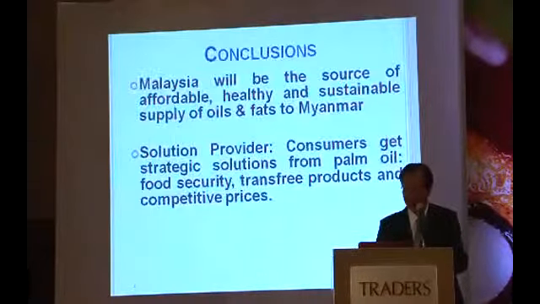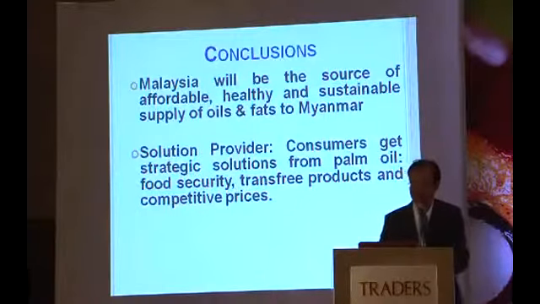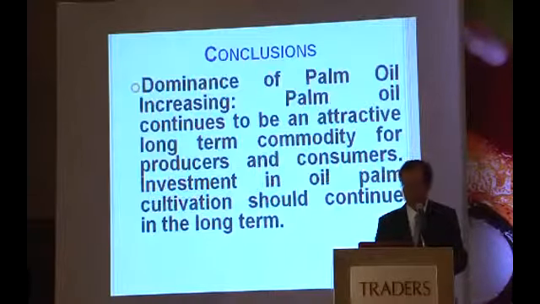So that gives us an impression that consuming palm oil over a long period does not increase your cardiovascular risk profile. So in conclusion, if you can use some of this information to assure the market that palm oil is safe and nutritious, Malaysia will continue to be the source of affordable, meaning cheap, healthy and sustainable supply of oils and fats to Myanmar. And a lot of the problems faced by manufacturers or consumers, even having sticky kitchen walls, can be solved when you consume palm, which is so stable that it would not lead to sticky kitchen walls. That would happen if you consume a lot of soft oil like corn oil and so on.